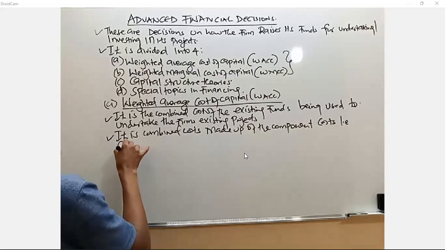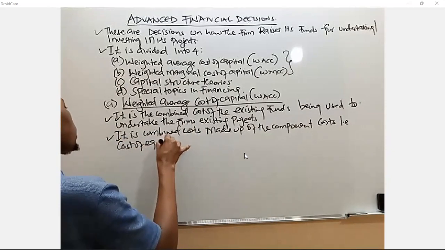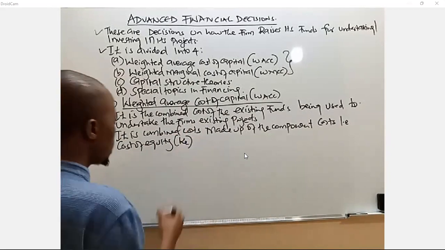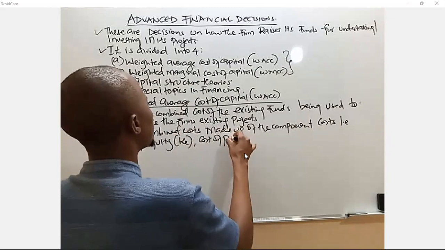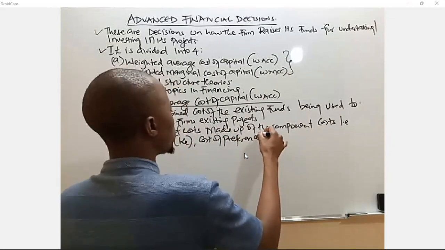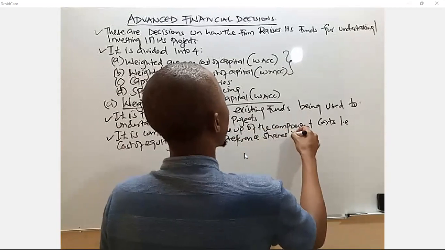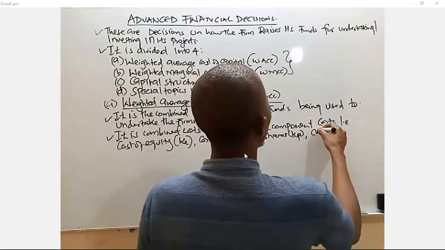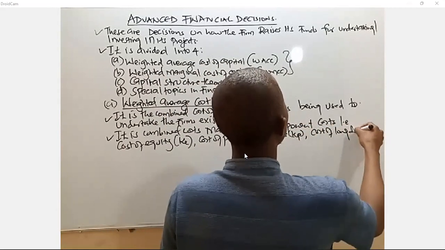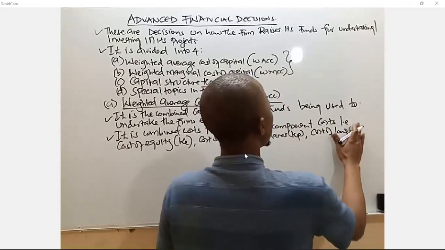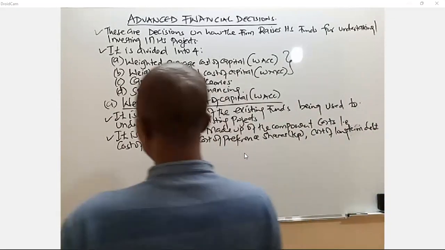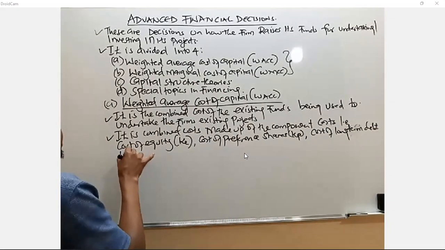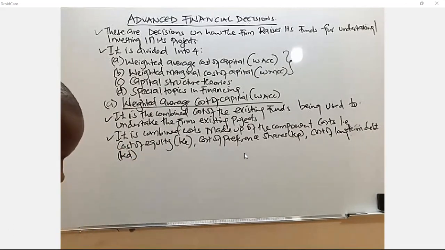It is made up of the component costs. We can discuss the cost of equity, which we used to write as KE, right? We normally have the cost of preference shares, KP, and then we normally have the cost of long-term debt, KD. Now, let's start by analyzing these component costs.